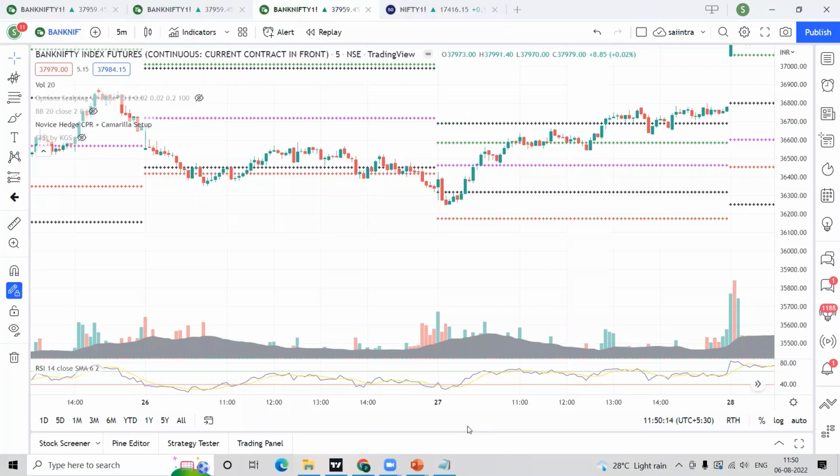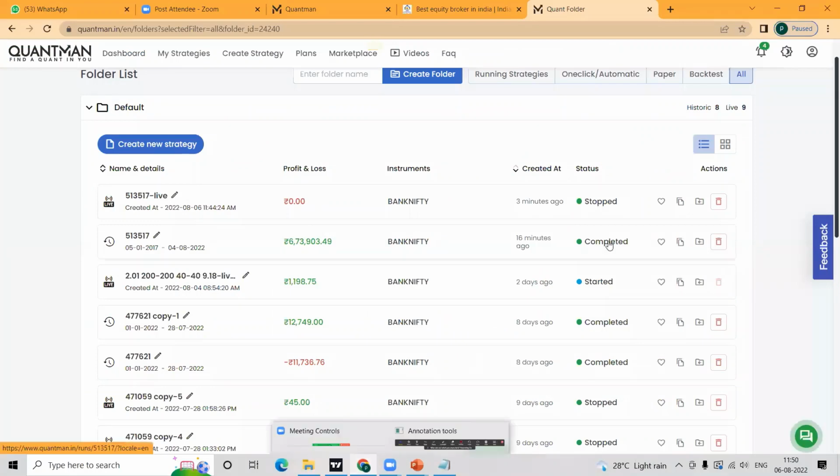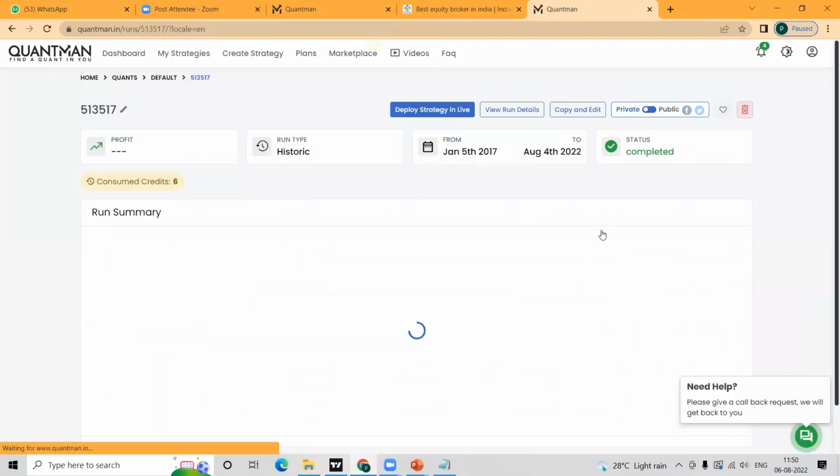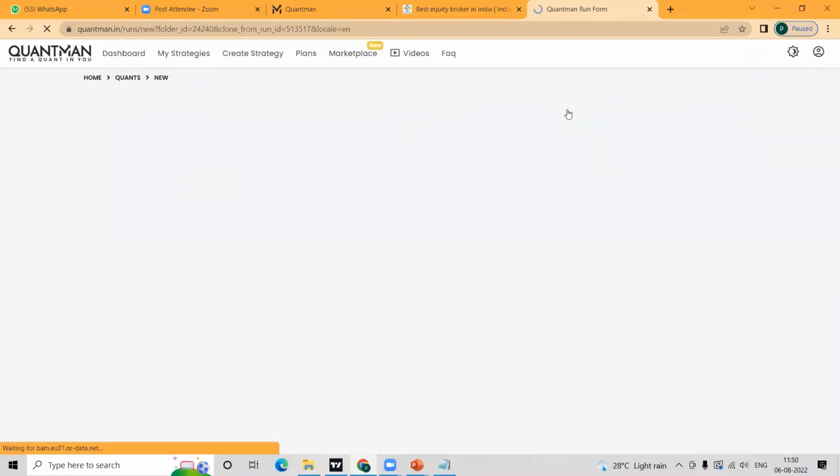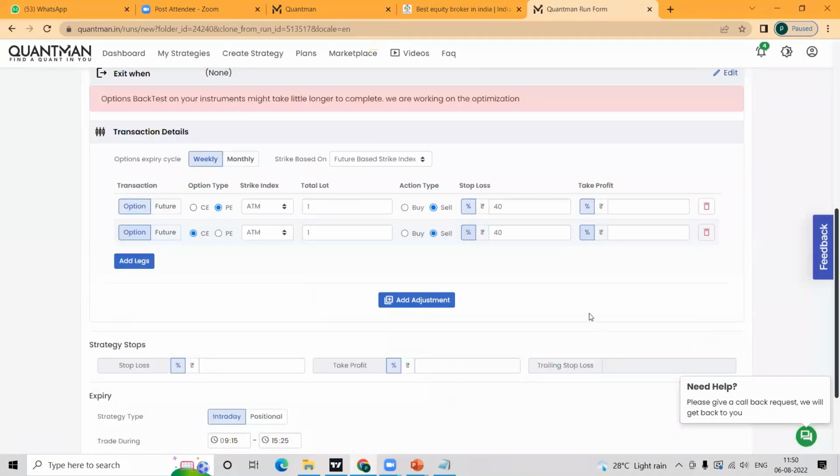Yes, option selling is limited profit and unlimited loss, but that is why, for limiting the loss, we are placing the individual leg stop loss also. Say for example, it is an intraday strategy, so we are putting stop loss 40% for limiting the loss.